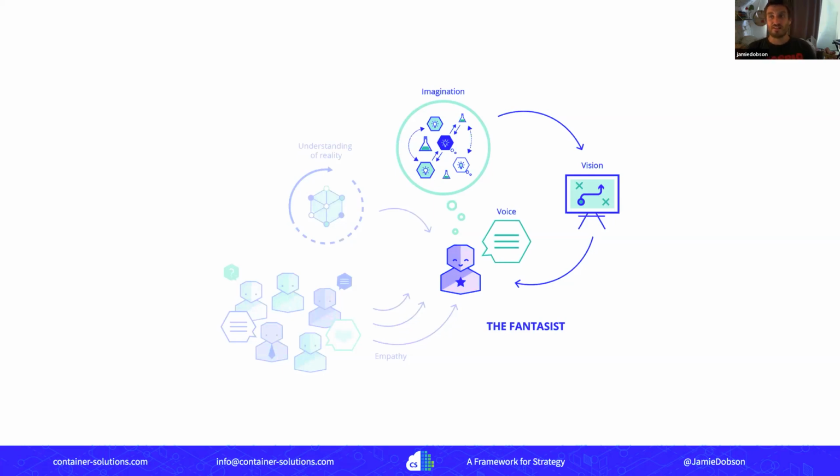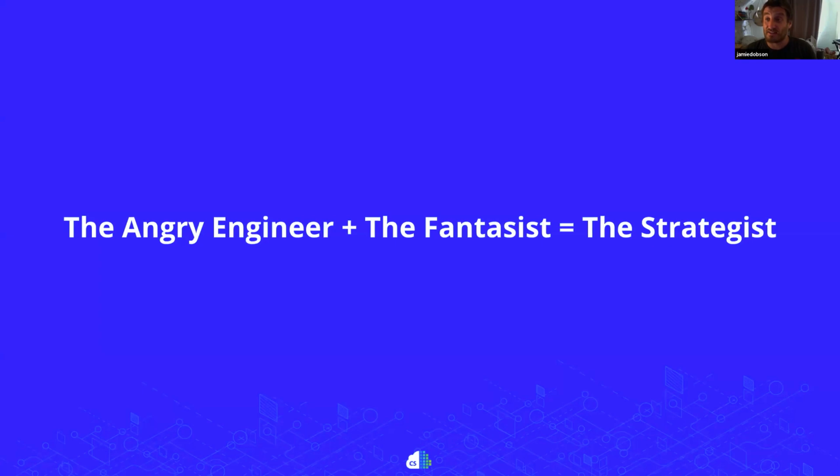Now, you're all very intelligent people, so you will not be surprised to figure out that the strategist is actually a combination of the angry engineer and the fantasist. The book we wrote is full of studies. One of them's from Adidas, one of them's from Starling Bank. On our website, we've studied the Financial Times, we've studied, who else? ASOS, and of course, we've helped loads of our own customers.